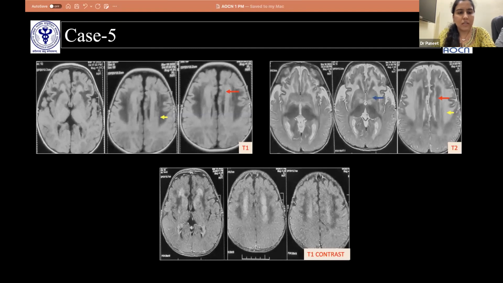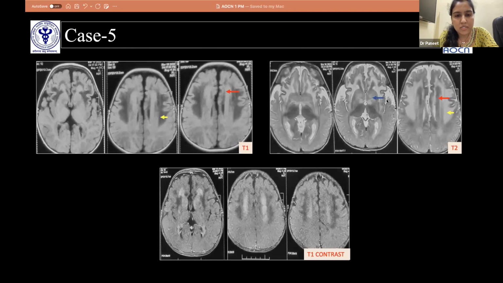The first figure is the axial T1 weighted MRI brain section at the level of basal ganglia and lateral ventricle. The second is a T2 weighted image, and the third is the T1 contrast image. In the first image, the yellow arrows are pointing towards bilaterally symmetrical frontal cerebral white matter signal changes in the form of T1 hypointensities. And here in T2, we can see this yellow arrow showing the T2 hyperintensities.